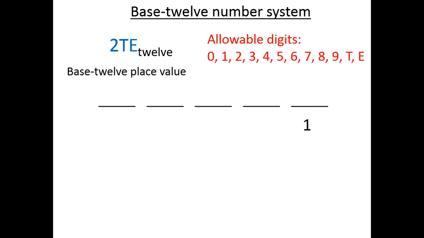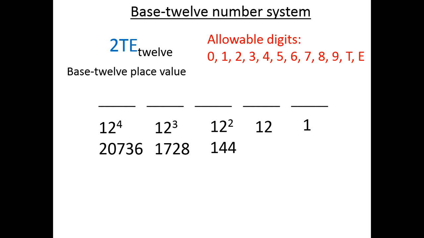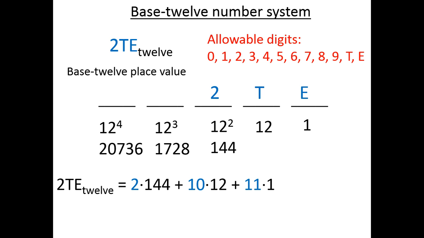Furthest to the right is the ones. If we group 12 ones together, we have 12s. If we group 12 12s together, we have 144s. If we group 12 144s together, we have groups of 1,728. If we group 12 1,728s together, we have groups of 20,736. But this is only a 3-digit number. So we look at the digits in each of the places, and we can see we have 2 groups of 144, 10 groups of 12, and 11 groups of 1, which to us in base 10 is the number 419.